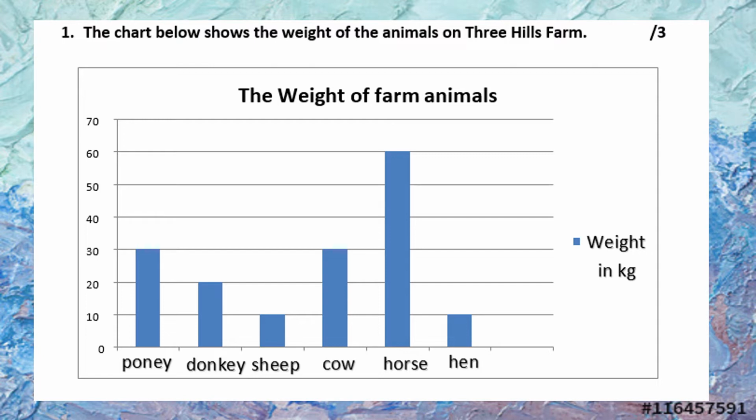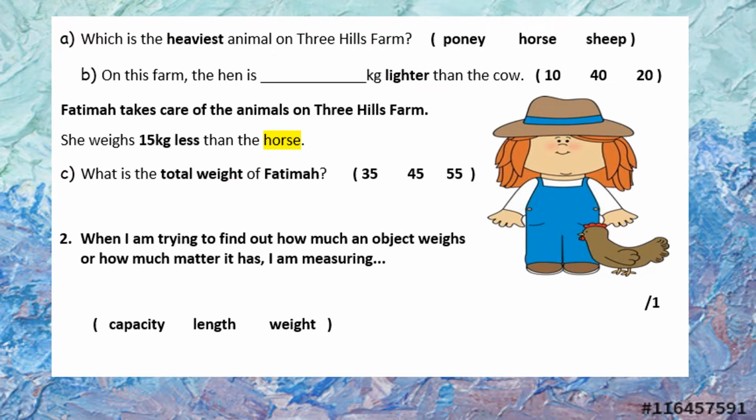The chart below shows the weight of the animals on Three Hills farm. As children, you can see here different animals. So, question number 1, part A. Which is the heaviest animal on Three Hills farm? You can see different animal names are here. Again, look at the chart carefully and find out.